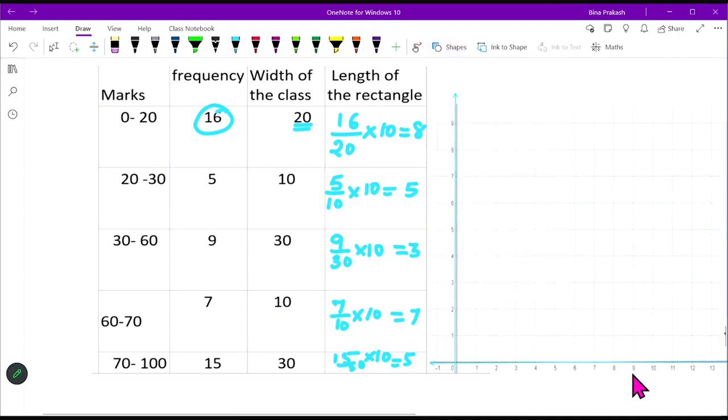We make the first rectangle with the width 20. But what will its height be? Its height will be 8. So this is the width, and that has the height. What is its height? Its height has to be 8.